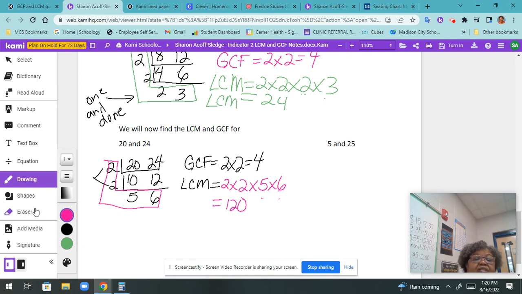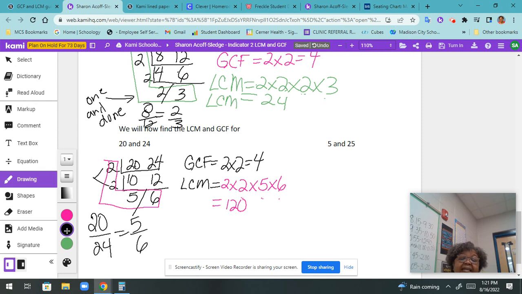Okay, so let me show you something else. This is just a little side thing. If they asked me to simplify 20 over 24, that right there is my simplified fraction. That right there, 8 and 12, 8 over 12. If I was going to simplify that, that's my fraction right there.